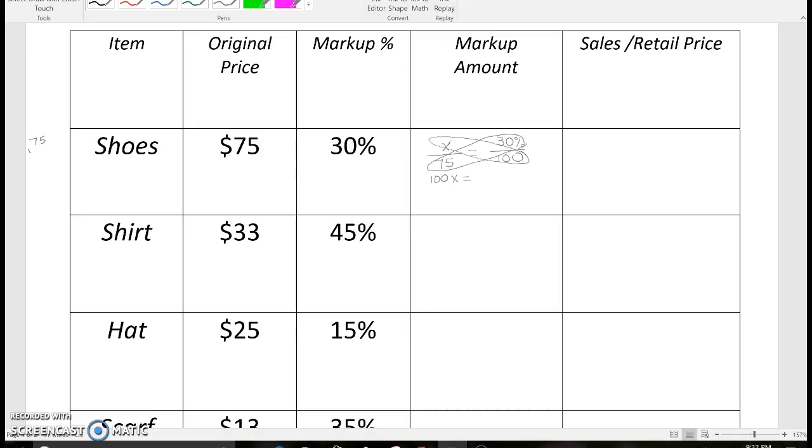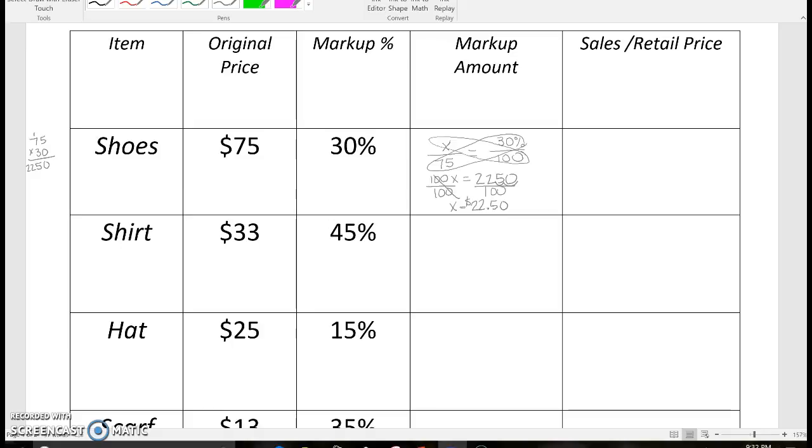I know the paper is tight. If you want to show your work in your notebook on the left side, that's fine. 0, 3 times 5 is 15. 3 times 7 is 21, 22. Okay, so 2,250. Now I divide by the number next to x, so I divide by 100, which makes it easy because I just move my decimal 2 places. So my markup is $22.50.